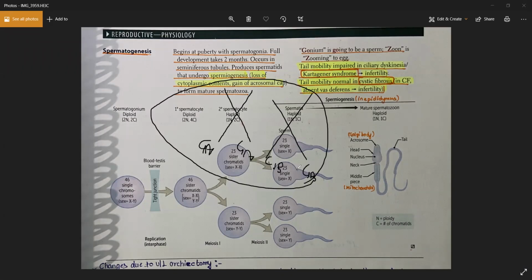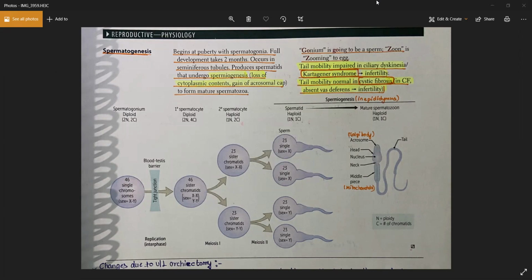Yeah. And I hope you guys remember the concept of homologous chromosomes and sister chromatids. Yes. So this N denotes the homologous chromosomes, and this C denotes the sister chromatids. So a total of 4 sister chromatids are present, and a total of 2 homologous chromosomes are present, right?